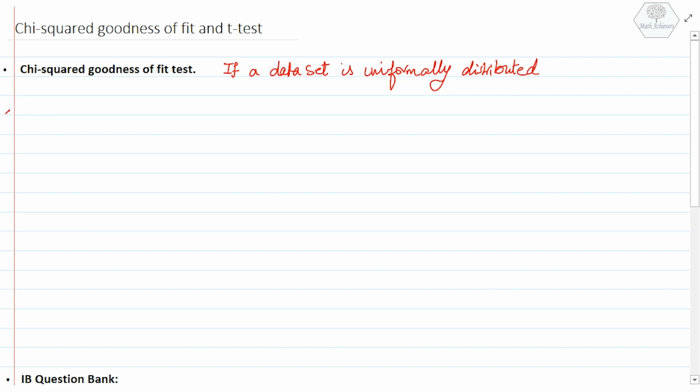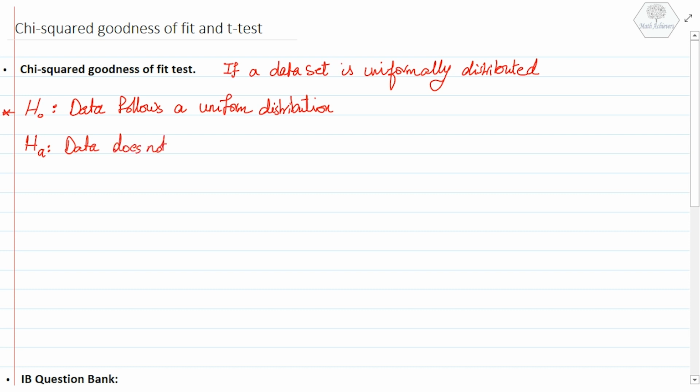So my hypothesis now would be H0, which is the null hypothesis. We say that the data follows a uniform distribution, or has a uniform distribution, and the alternative hypothesis, or H1, the data does not have a uniform distribution.